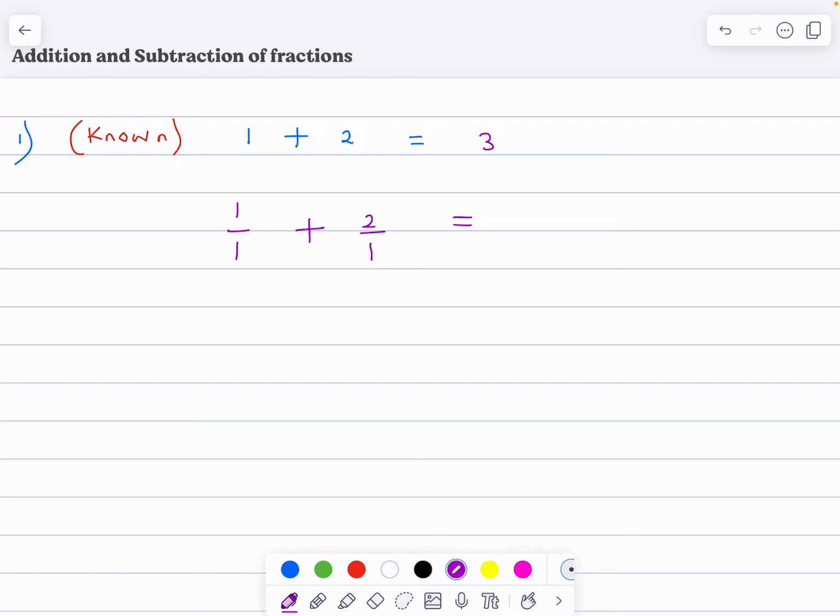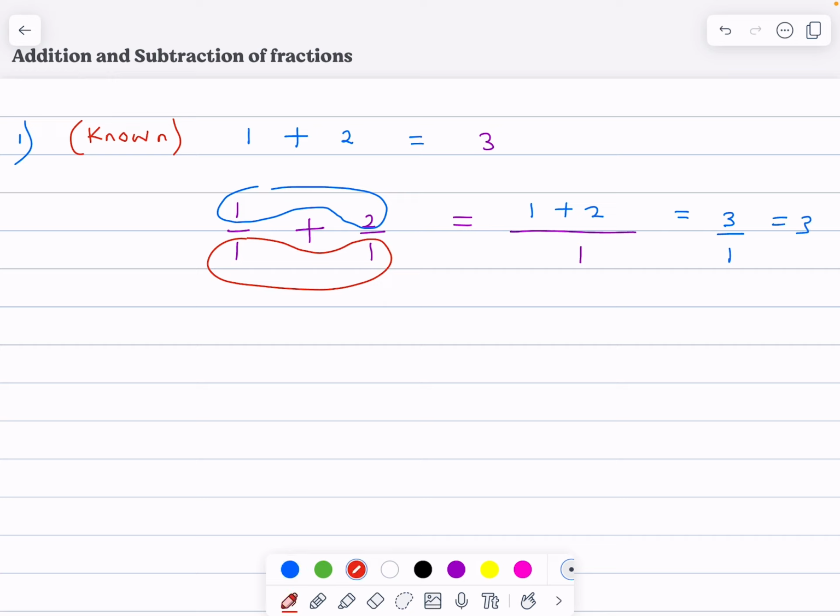Now, if you observe, this is the denominator, the number under. The denominators, they are the same, right? So I can just put 1 as the denominator, and then I can add the numerators. The numerators are this 1 and this 2, and I add the numerators, right? So it's going to be 1 plus 2. And this is just 3 over 1, which is 3. So you see that what I have here is 3, and what I have here is also 3. I hope this makes sense.